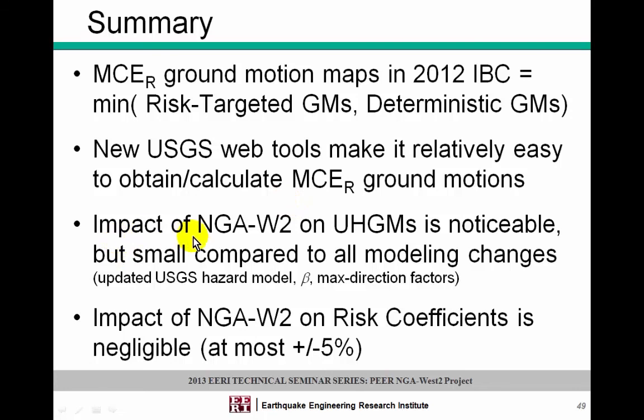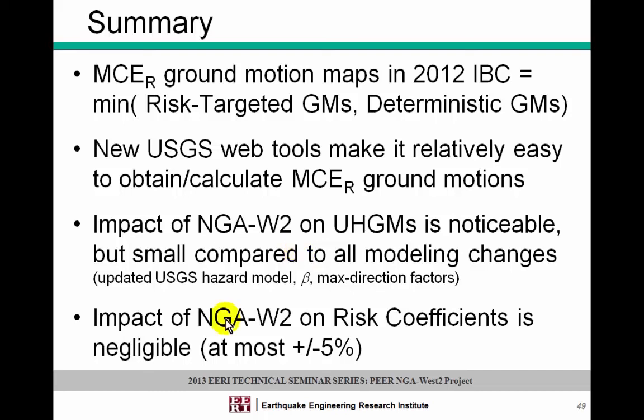The impact of NGA West 2 on the uniform hazard ground motions, and Mark showed some of this, is noticeable, but I characterize it as small compared to all the modeling changes, like the other updates in the USGS hazard model, changing beta, changing the max direction factor. There are cases where the change in NGA West 2 and these other things all kind of offset each other. So in the end, you don't get much of a change at all, even if you get some change from the pieces. So that's a bit contrary to this conclusion, but in general, I thought this was fair to say.